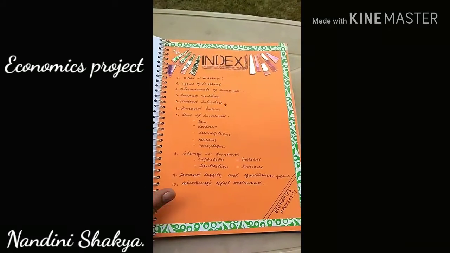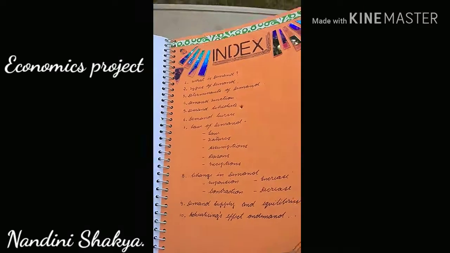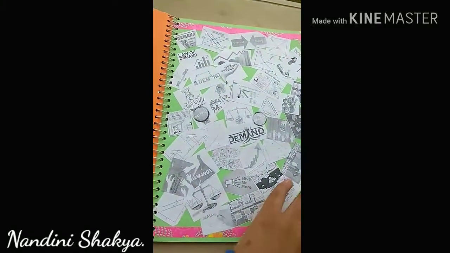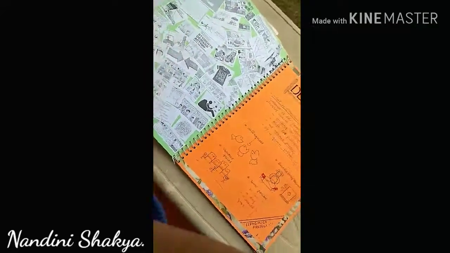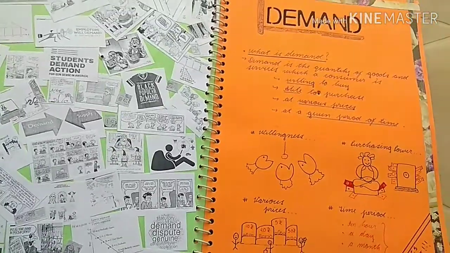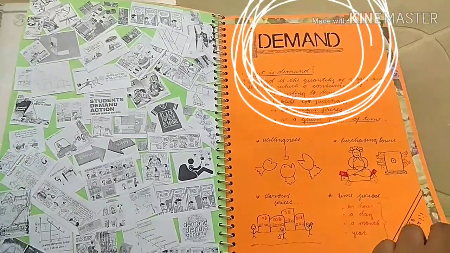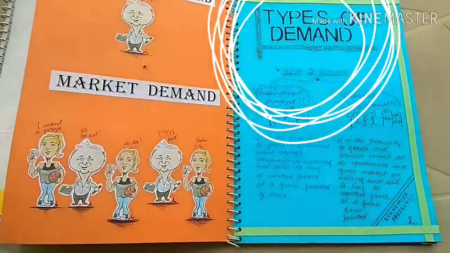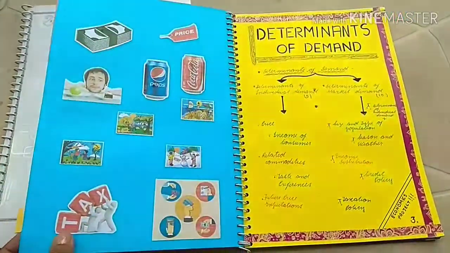and then the index. The topics are mainly from the NCERT, the main topics, and you can even prefer the refreshers if you want. And then I have made a picture collage which kind of looks good, and then start the topics: demand, types of demand, and other topics.